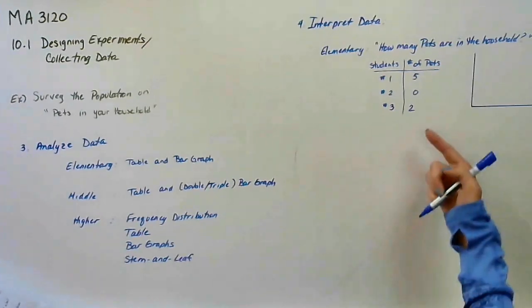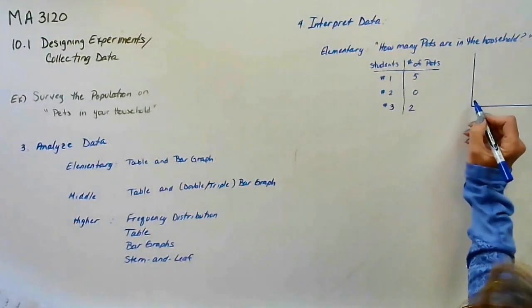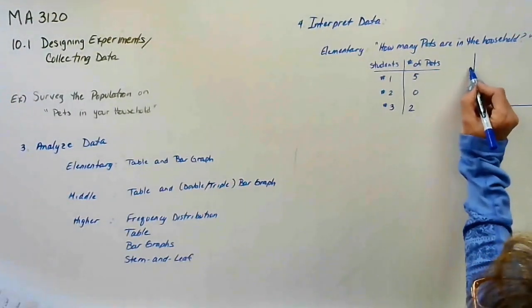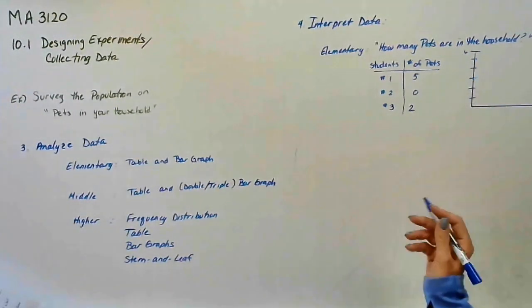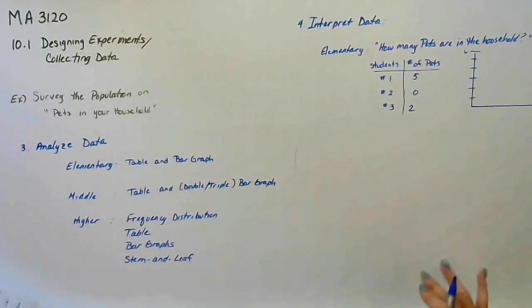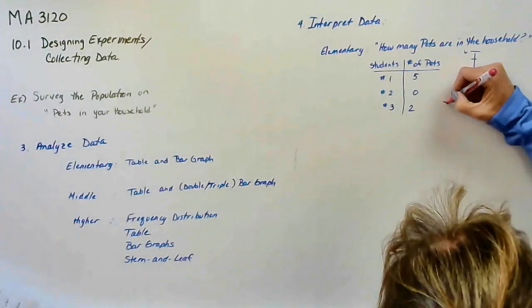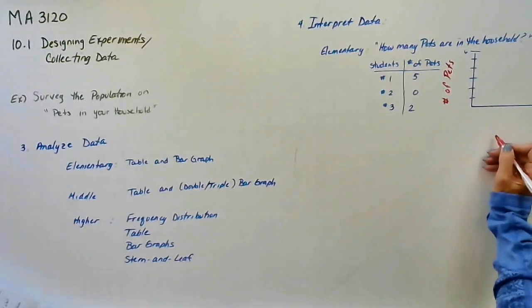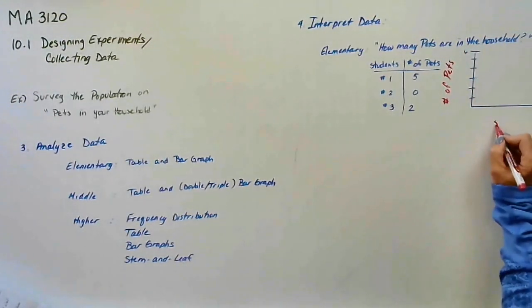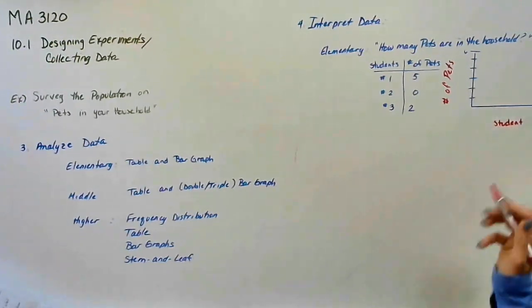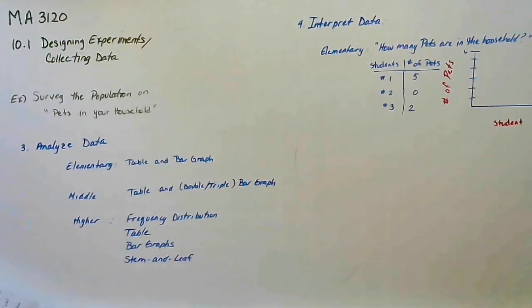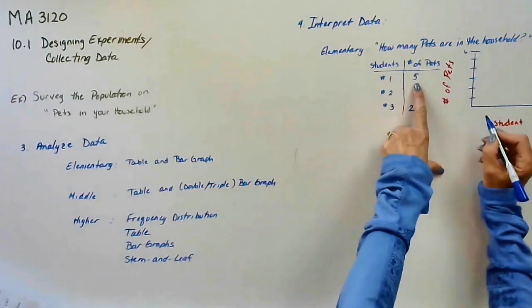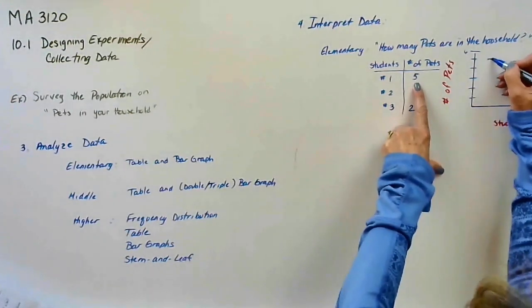And you might say, all right, well, our output is, the highest number is 5. So I might go 1, 2, 3, 4, 5. I'll go up here to 6. And always label, always. So on this side is number of pets. And across the horizontal axis is the student, the child's name, something like that. So for student number 1, we have 5 pets. So if we have a bar, we come all the way up here to 5.